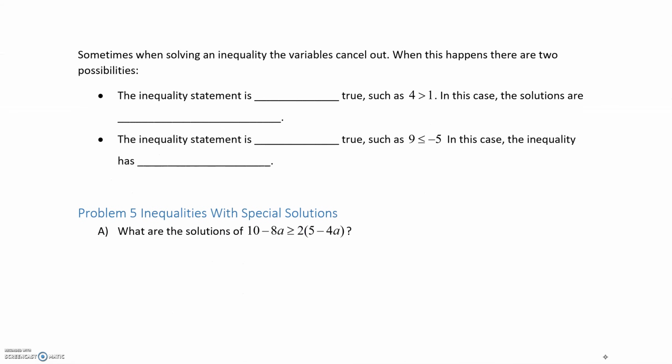So sometimes when we're solving an inequality, the variables cancel out. When that happens, there's two different possibilities. If the inequality statement is always true, so if we have 4 is greater than 1, that's always true. That means that our solutions are infinitely many. And if the inequality statement is never true, so if we have 9 is less than or equal to negative 5, then that means that the inequality has no solution at all.